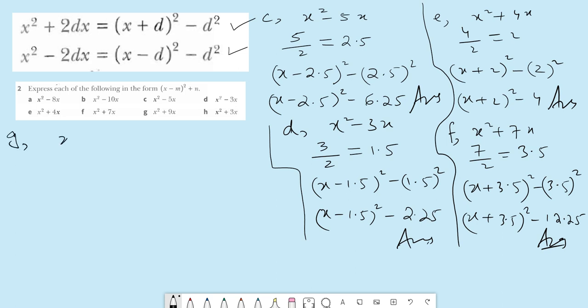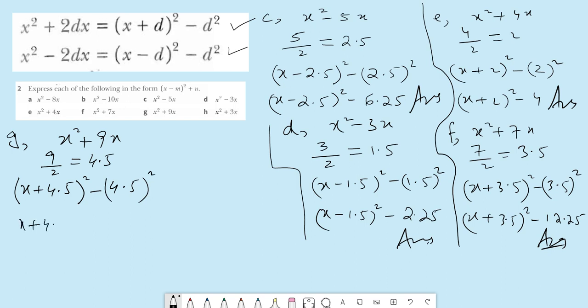Part G is x square plus 9x. Again, first we have to divide by 2. We will get 4.5. Now x plus 4.5 whole square minus 4.5 square. So our final answer is x plus 4.5 square minus 4.5 square. If you find 4.5 square from the calculator, you will get 20.25. This is our final answer.